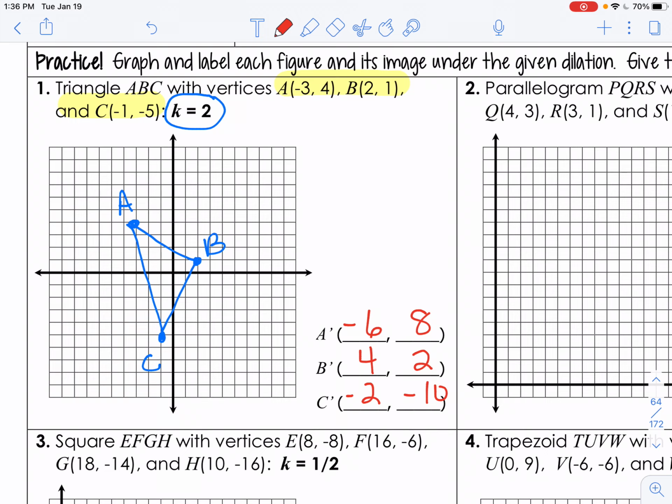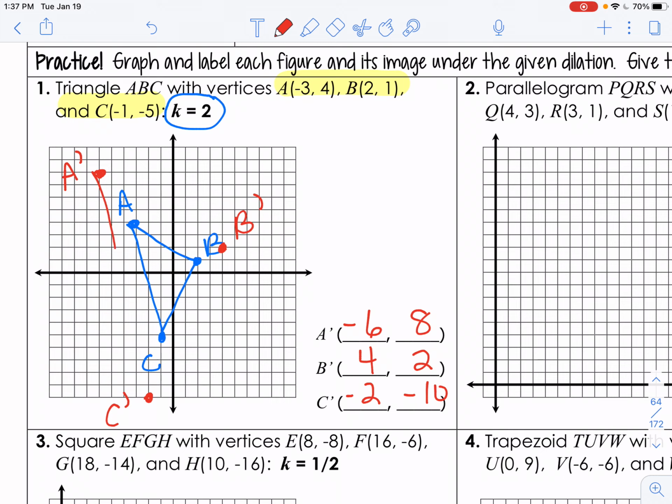Okay, now we're going to plot our prime coordinates to see how this changed. So A prime is negative 6, 8. That's up here. B prime is 4, 2, so right 4 up 2. And C prime is negative 2, negative 10, left 2, down 10. All the way down there, and that's C prime.